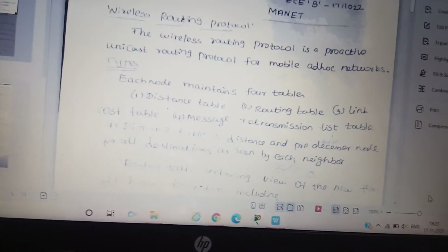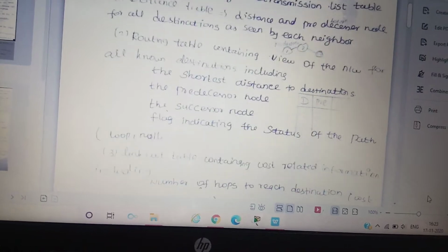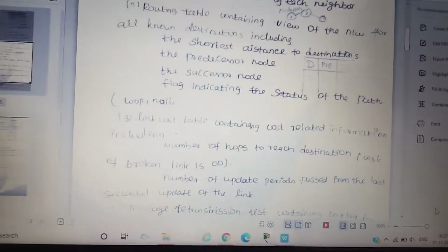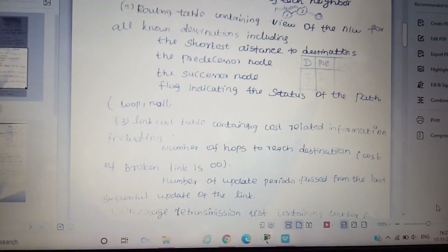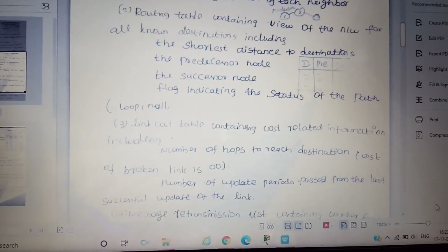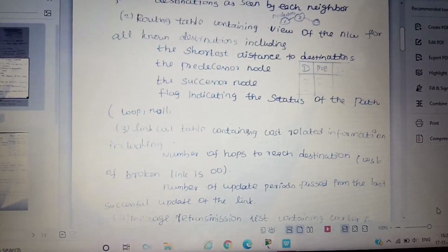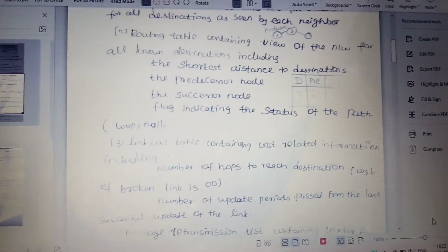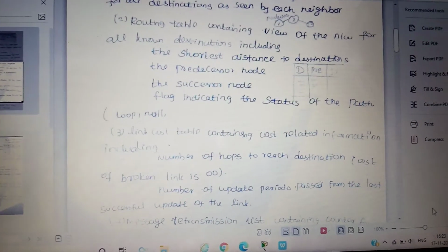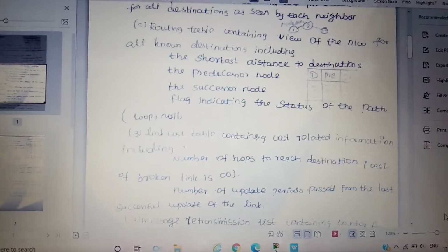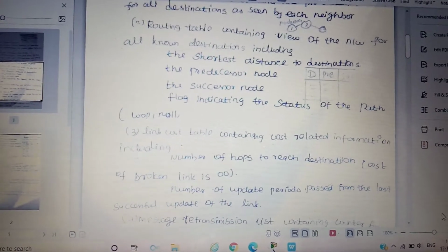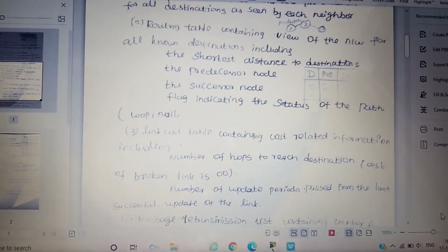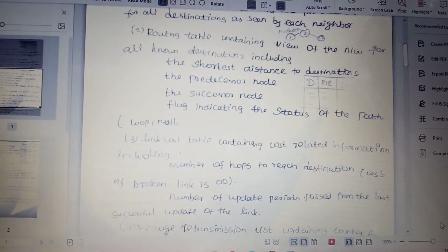Second one is the routing table. The routing table contains the view of the network for all known destinations. It includes the shortest distance to the destination, predecessor node, successor node, and a marker indicating the status of the path. These 4 items are included in the routing table.